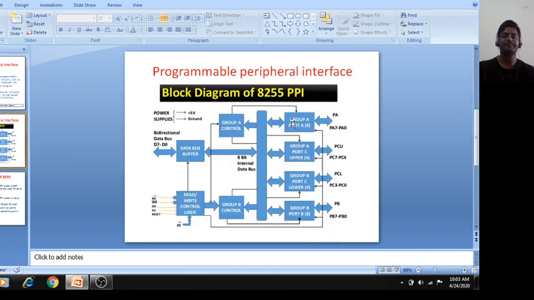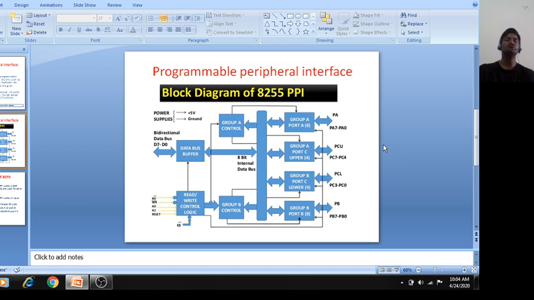Next, block diagram. This is the block diagram of the 8255 PPI. It is a 40 pin IC. It has three ports: port A, port B, and port C. The size of each port is 8 bit, PA0 to PA7. Similarly, port B, PB0 to PB7, and port C is further divided into two 4-bit ports: PC lower, PC0 to PC3, and PC upper, PC4 to PC7.